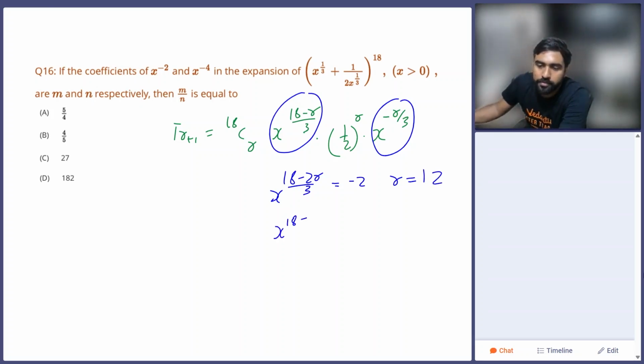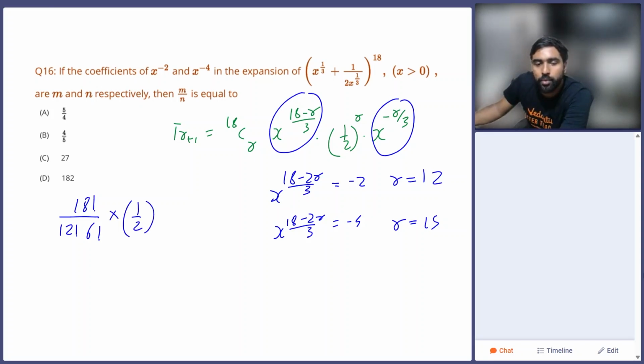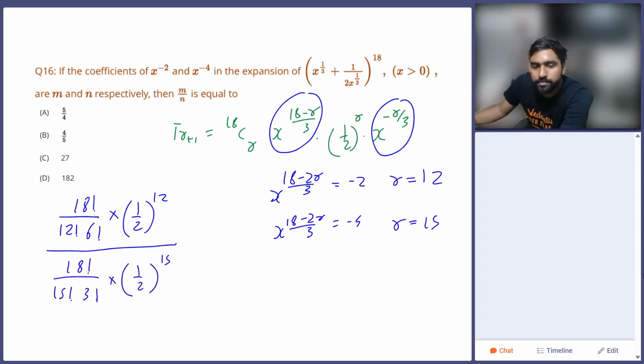When I put (18 minus 2r) by 3 as equal to minus 4, what will r be? I need 12, so 12 will be given by 18 minus 30. So that's 15. So r is equal to 15. Now the coefficients are said to be in the ratio m is to n. So for the x power minus 2 coefficient, I will substitute r as 12. So I'll get 18 factorial upon 12 factorial into 6 factorial multiplied by 1 by 2 power 12, divided by, when you substitute r equal to 15, 18 factorial upon 15 factorial into 3 factorial into 1 by 2 power 15 over here. So that cancels out. You have 1 by 8.